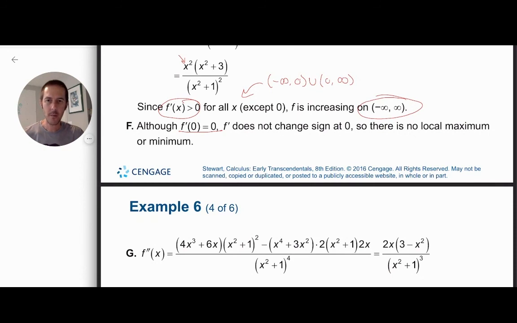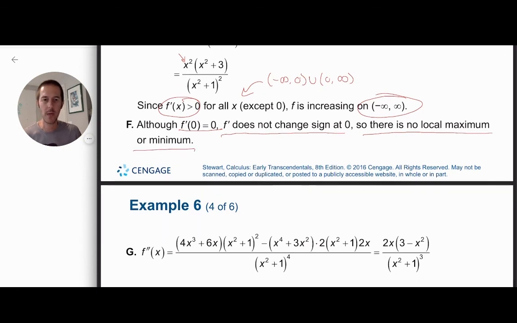So f prime is equal to 0 at 0, which means we have a horizontal tangent line at that point. However, f prime is not changing sign. And since our first derivative is not changing sign at 0, we can draw the conclusion that there is no local maximum or minimum at that point.